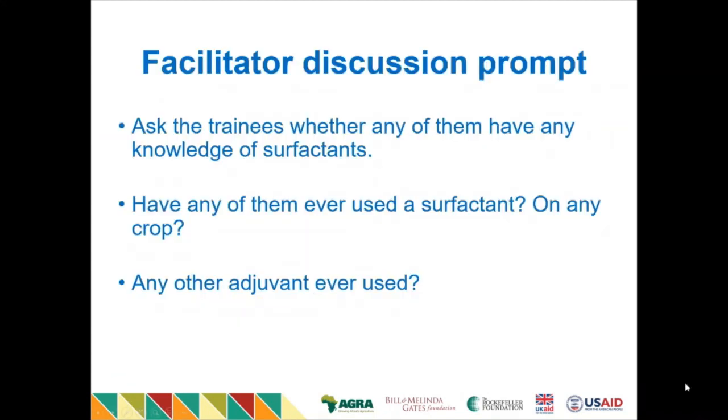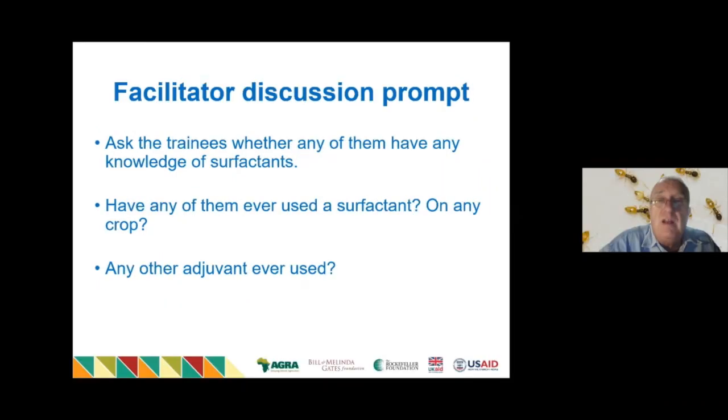What we're trying for you as trainers, I think one should discuss with the trainees whether any of them have any knowledge of surfactants or whether they've ever used them. The other issue that one would have in certain areas in Africa is, will there even be adjuvants available? But the addition of adjuvants to any spray solution can definitely enhance the control of a pest like fall armyworm.